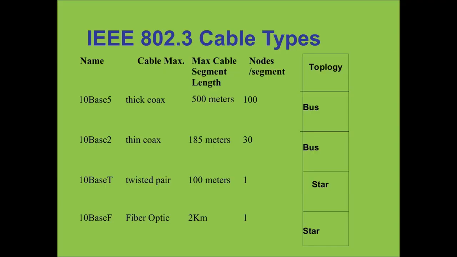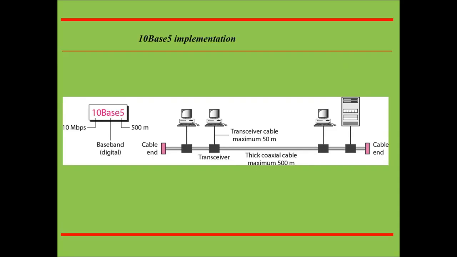If we use 10 base 5, this is basically standard Ethernet common implementation. Next is thick coaxial cable, next is 500 meters, next 100. This is basically the number of devices which may be attached in this network, and bus topology is commonly used over here. A 10 base 5 implementation. 10 is 10 megabits per second, base is baseband, which is digital transmission, and 5 is 500 meters. So you can see over here transceivers, cable ends, and this is basically a simple bus topology, and at both ends you can see cable ends, and transceiver cable maximum 50 meters, thick coaxial cable maximum 500 meters.